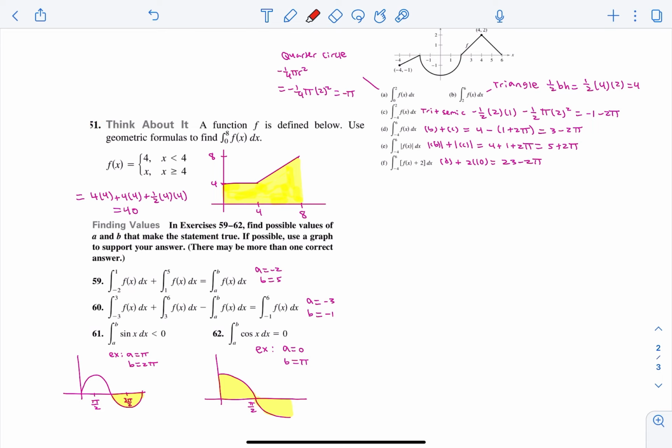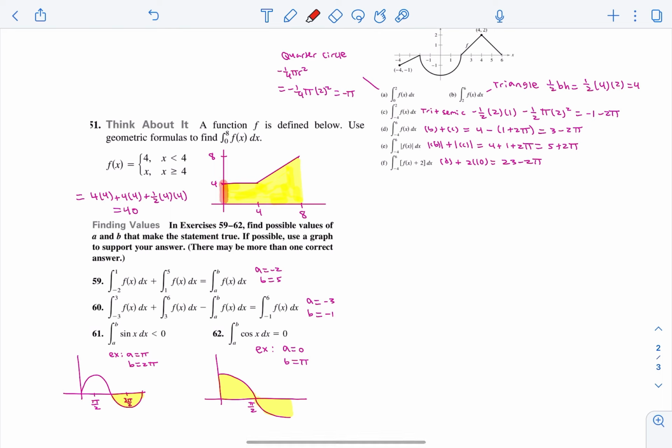And we have the function, and we're just going to apply the function in the definite integral, and we're going to find the area under the curve. So f of x is 4 when x is less than 4. So to graph y equals 4, that's just a straight line right here. And then when x is greater than 4, y equals x. So that's right here. And we have to find the area under this curve.